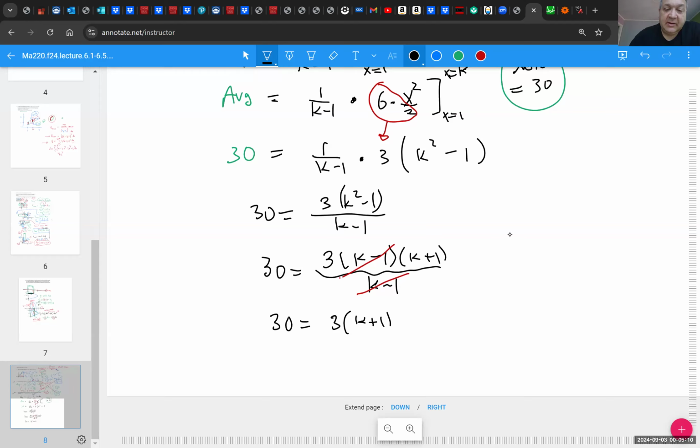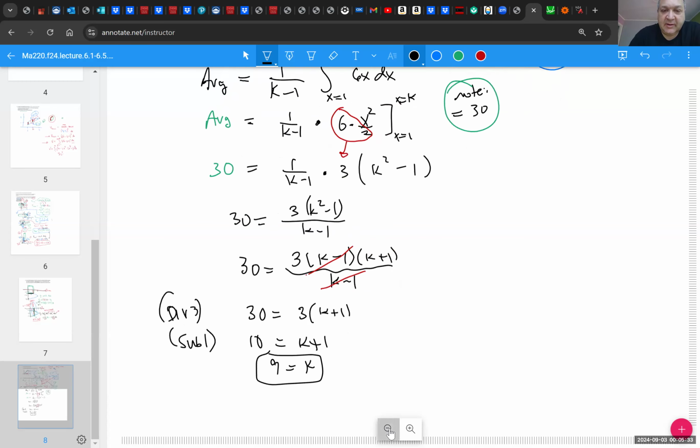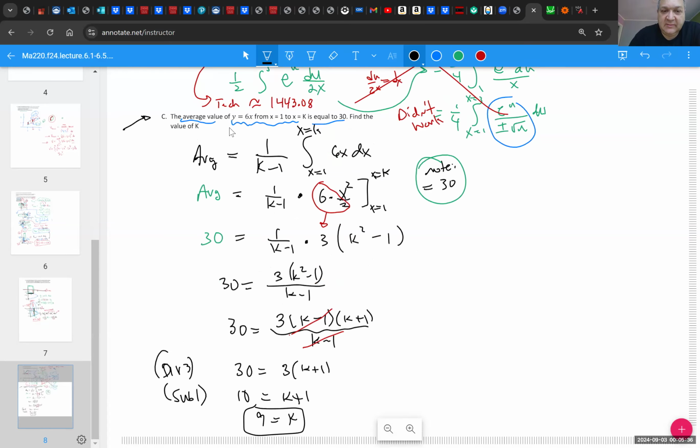And now it's pretty easy. I'm going to divide by 3. I get 10 is equal to k plus 1. And then I'll subtract 1. And I get k is equal to 9. And just double checking with the problem itself, the problem said, find the value of k. So we definitely found the value of k. It's 9. So this means that in order to get an average value of 30, we would go from 1 to 9 and average all those y values together.